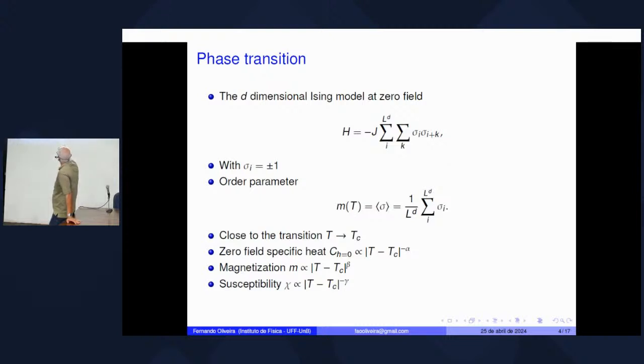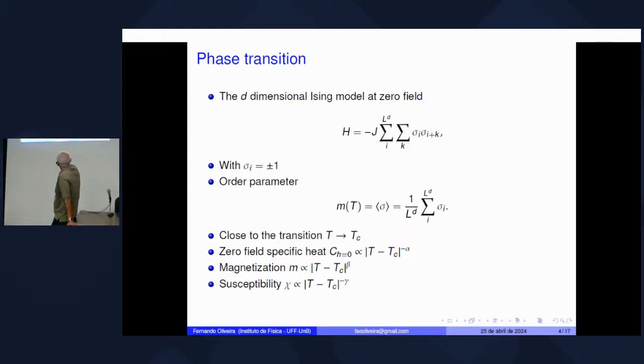Completely ordered. We have the order parameter, which is magnetization. I mean, you take it as the average of the sum of spins. We know that close to the transition, when temperature T is larger than Tc, well, I'm supposing here that D is larger than 1, because in 1 we have no transition. Suppose that D is larger than 1, 2, 3, 4, whatever.